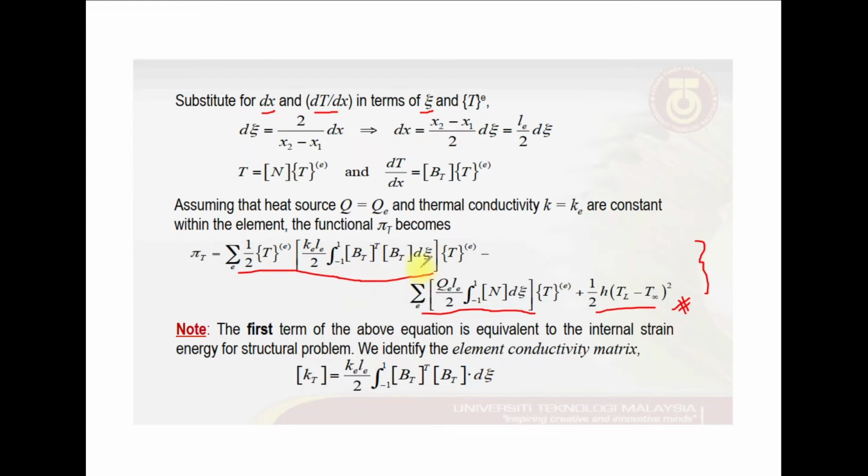The first term, as we obtained in this potential energy equation, is actually equivalent to the internal strain energy for structural problems, and we can use this term to determine the element conductivity matrix. So the element conductivity matrix K actually is contained in the parentheses in the first term of this potential energy equation.